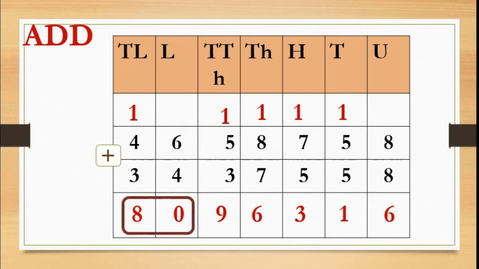Now how to read this? We take together the lakhs place and we take together the thousands place while reading or while writing the number in words. Now how to read this? 80 lakh 96,316. Got this? Once again, 80 lakh 96,316.